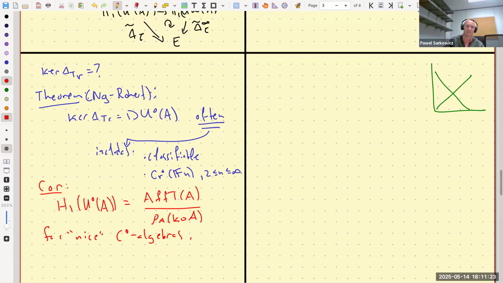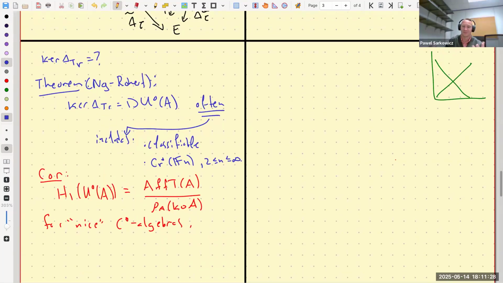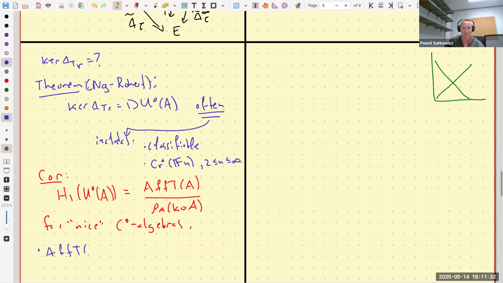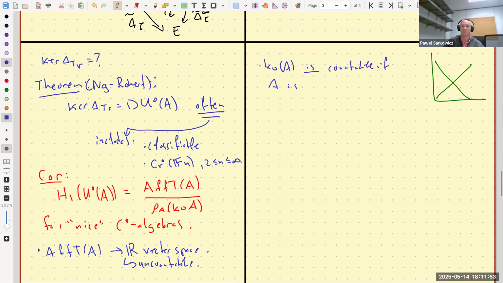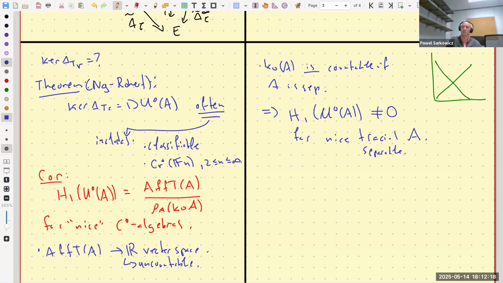And what do we get for free? Well, we note that Aff T(A) is a real vector space, so it's uncountable. K-naught of A is countable if A is separable. So when we look at this group, whenever we have traces and your C-star algebra is nice and separable, your first homology group can't vanish. Okay.